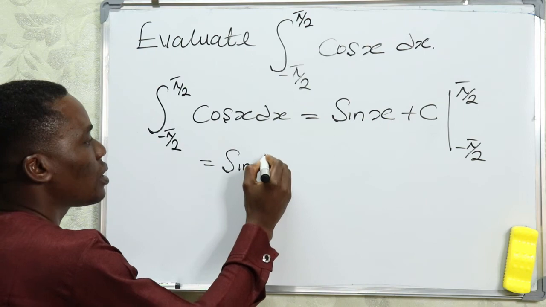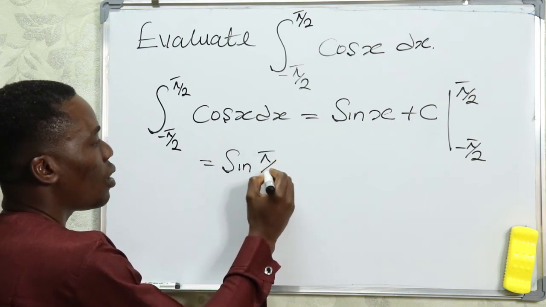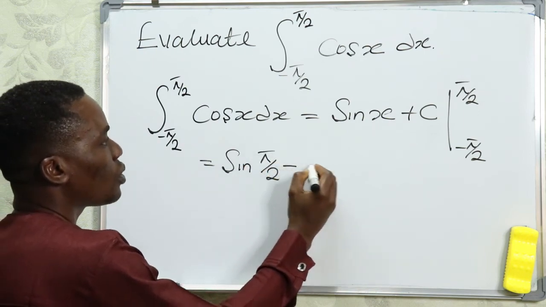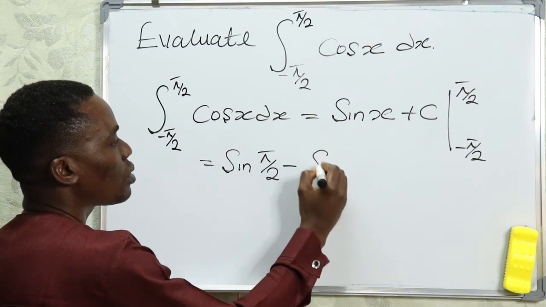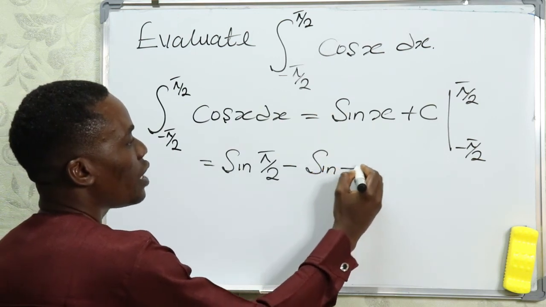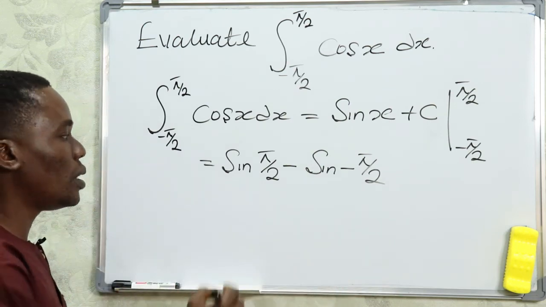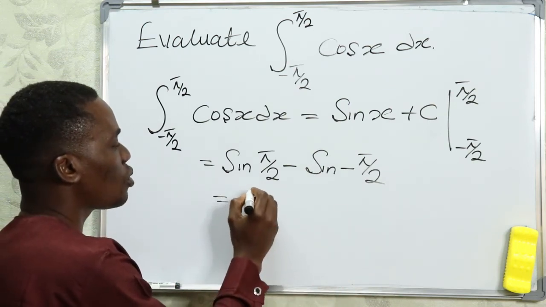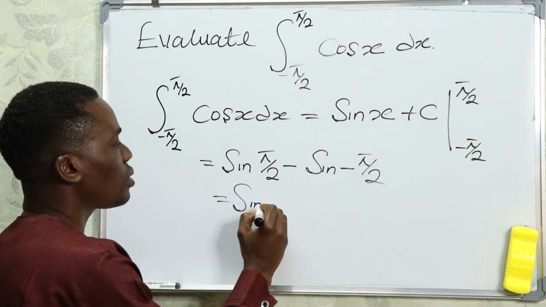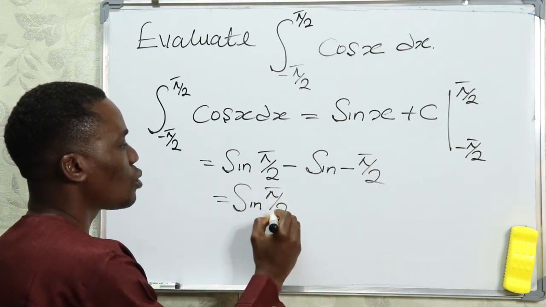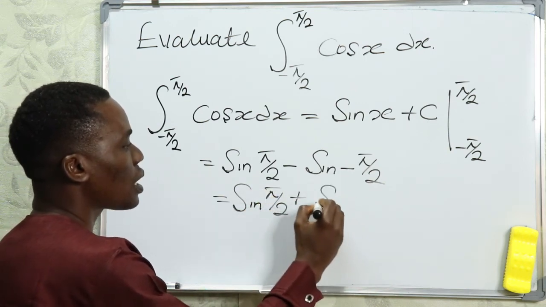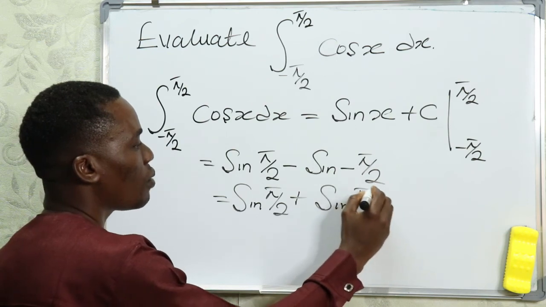So that will give us sine of pi over 2 minus sine of minus pi over 2, considering the limit. So if we go ahead, we are going to have sine of pi over 2 plus sine of pi over 2.